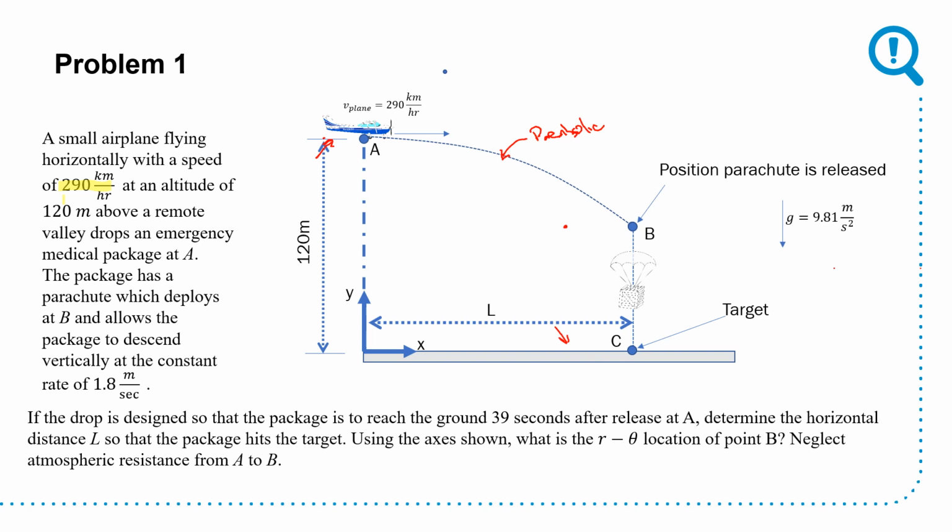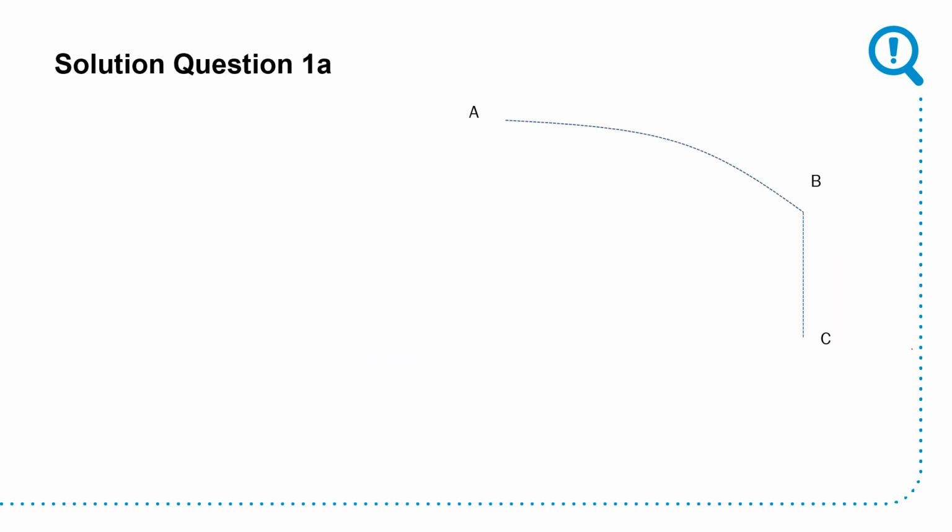So you're given 120 meters vertical height. You're given no information about B to C, but you're given that the time for the package to drop has to be a total of 39 seconds. You're also given, of course, gravity, 9.81 meters per second squared. So what you have to do is start to break it up into parts. You have A, you have B, you have C.